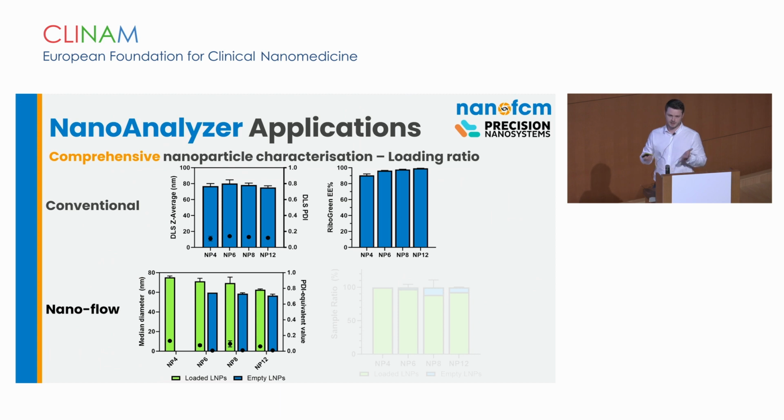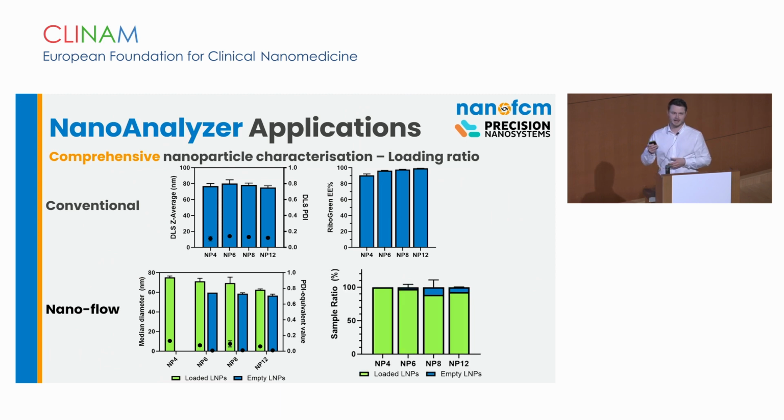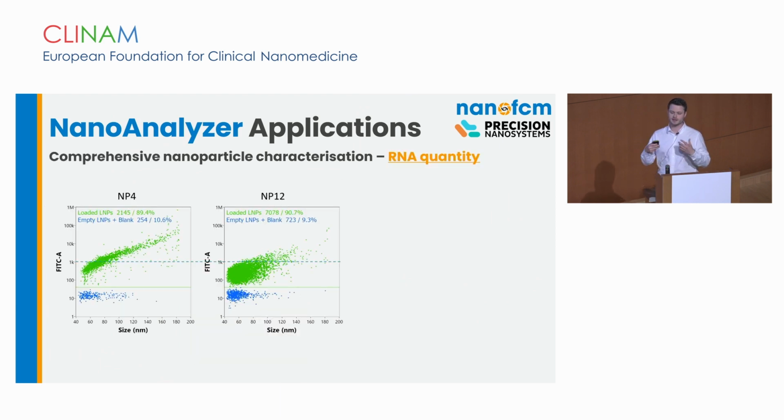We can then look at the encapsulation efficiency again with RiboGreen and see maybe a slight increase as we go up the NP ratio, but really nothing too significant. And actually, in contrast with the last example of the sRNA, when we're looking at the loaded versus empties, we can see a slight increase in empties as we increase the NP ratio, but nothing as significant as we saw in the previous example. That's where we can then go further into this RNA quantity analysis.